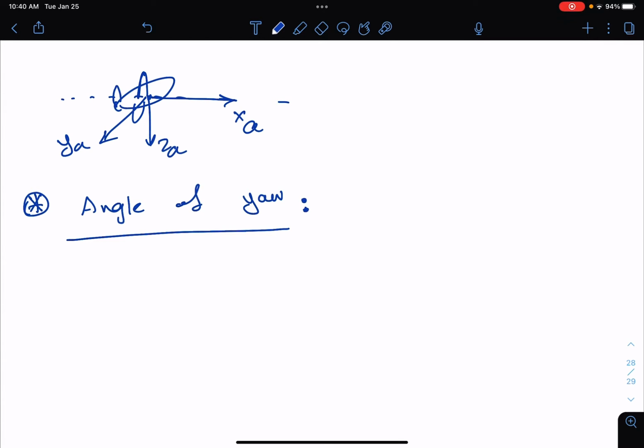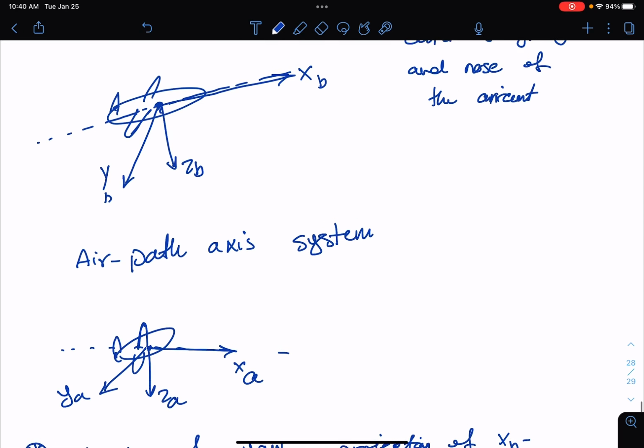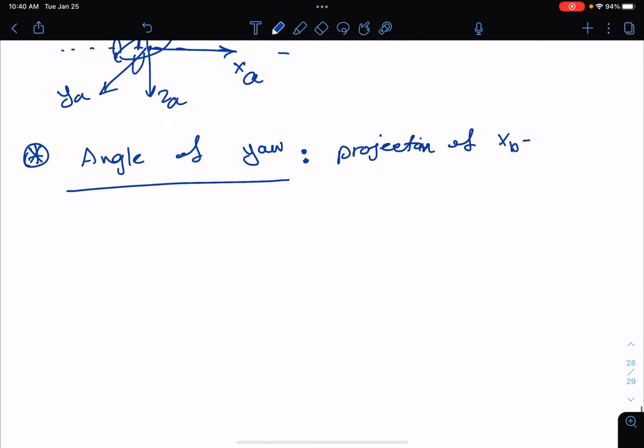as the angle between the projection of the XB axis, this axis, on the XE, YE plane. I'm going to draw this for you. And the XE axis, I'm sorry.